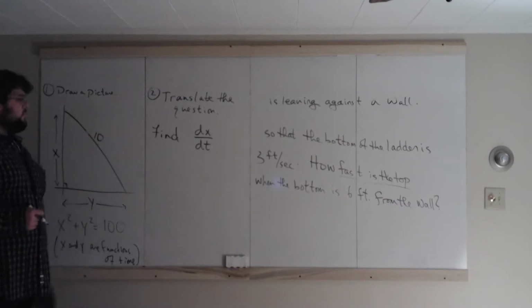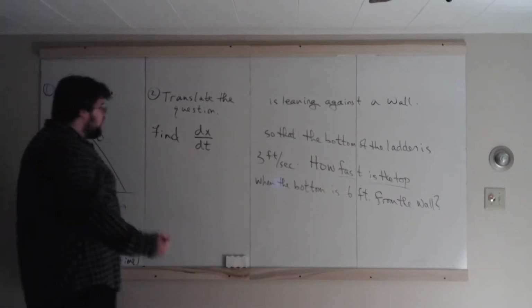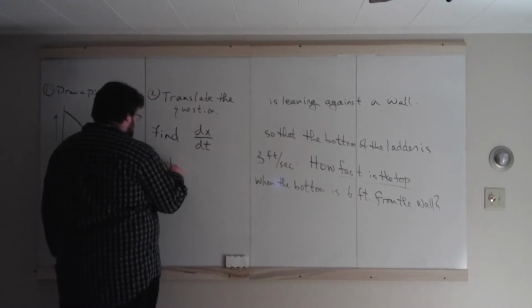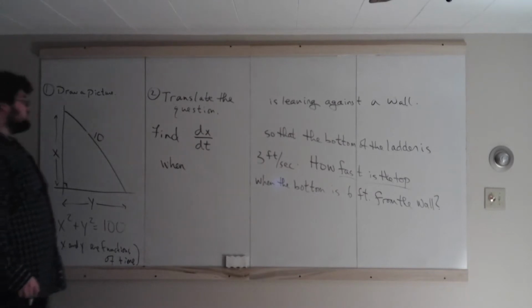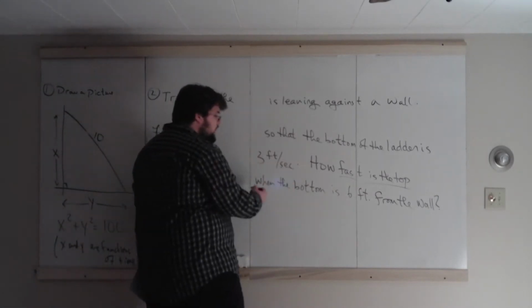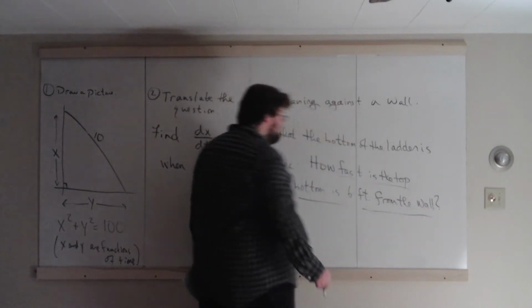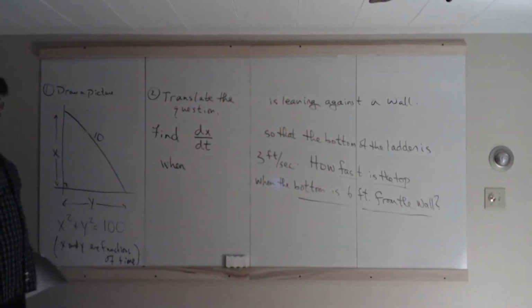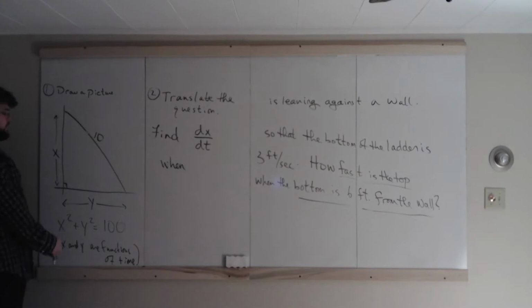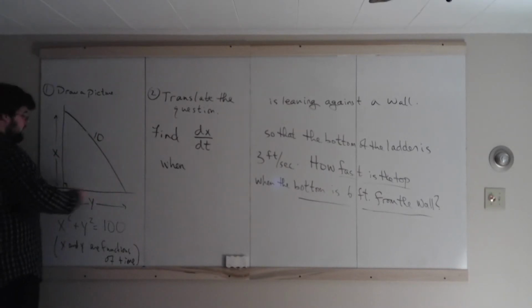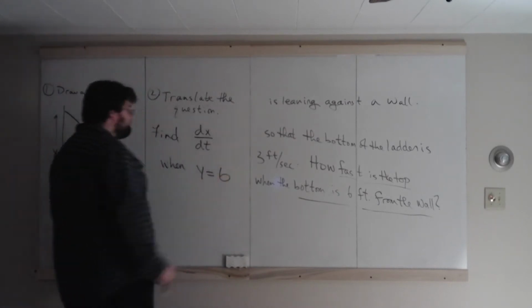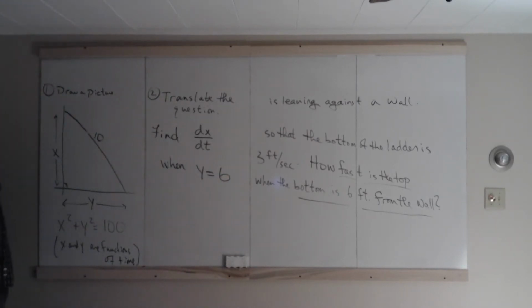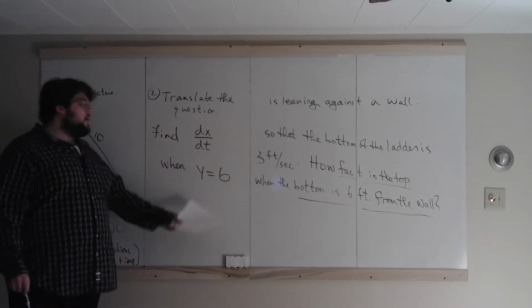Now, the question gives us other information. So we want to find dx/dt. When do we want dx/dt? Well, what does the rest of the question say? How fast is the top of the ladder moving when the bottom is 6 feet from the wall. What measures where the bottom is? Y. Y measures where the bottom is. So this question says when the bottom is 6 feet from the wall, when y equals 6.